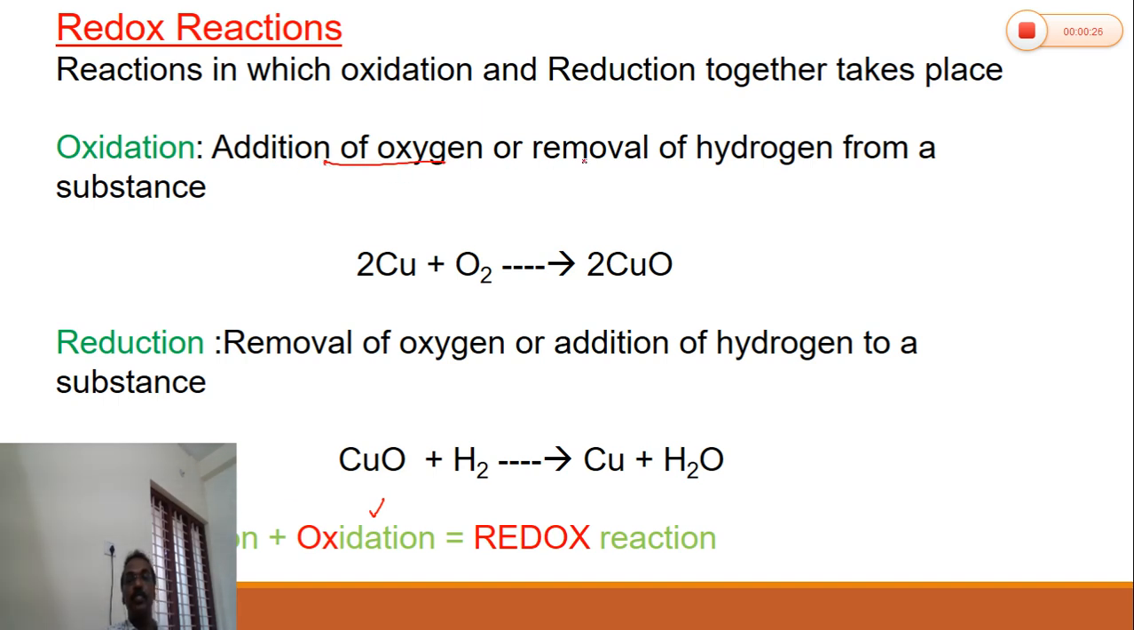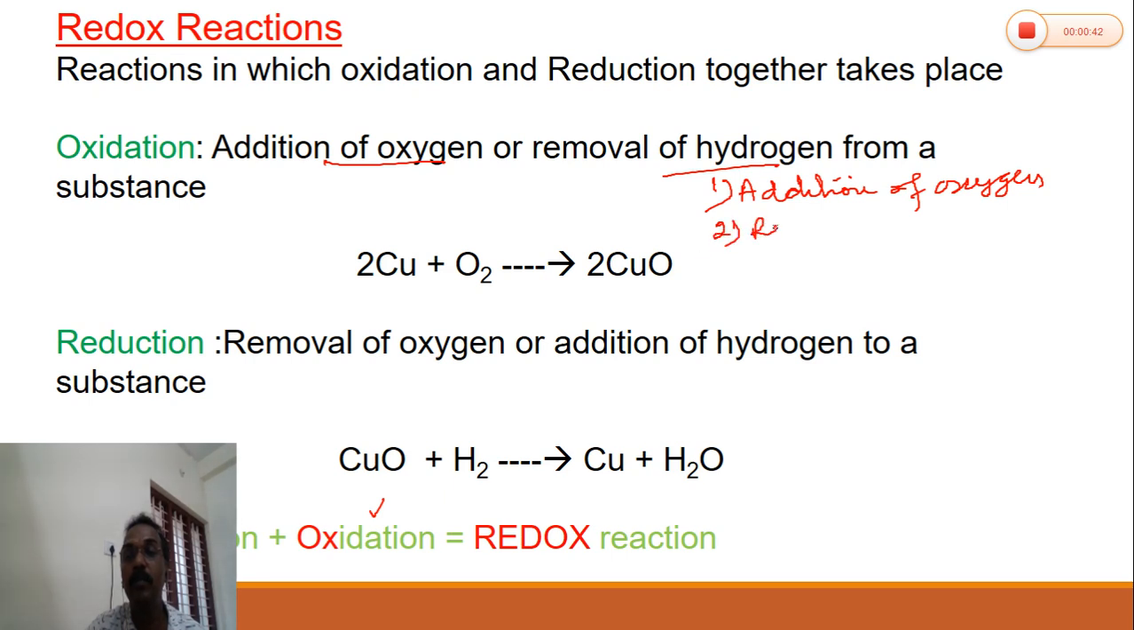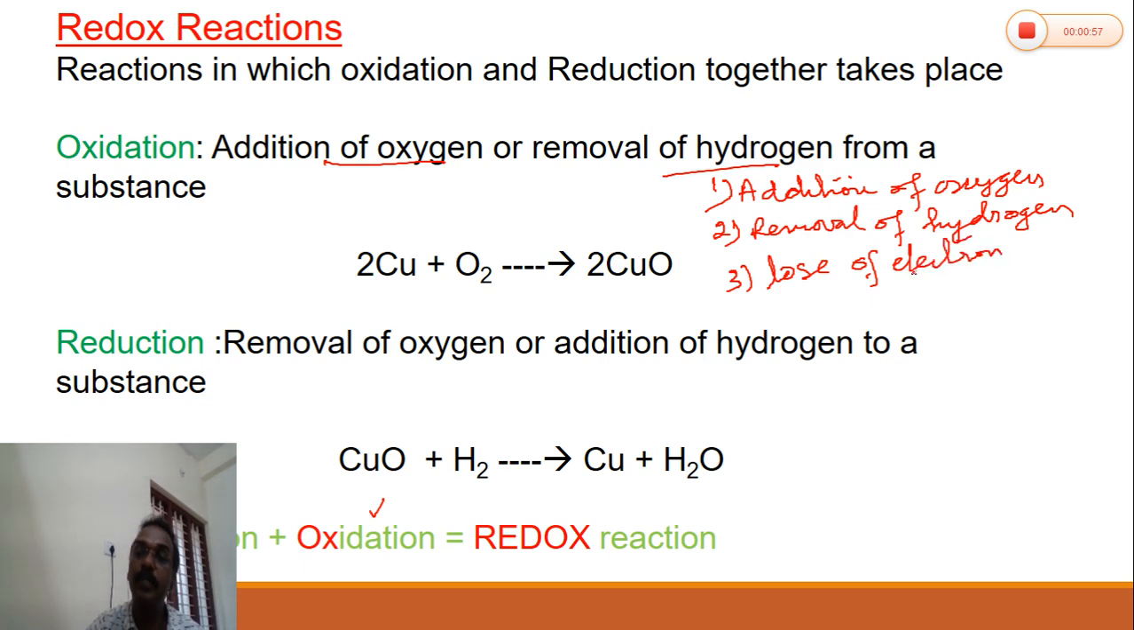Oxidation is the addition of oxygen or removal of hydrogen or loss of electrons. So oxidation is the addition of oxygen, or removal of hydrogen, or loss of electrons.